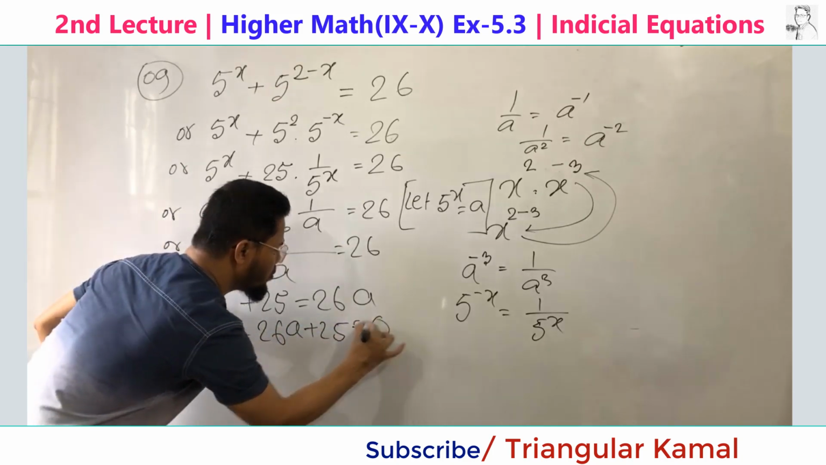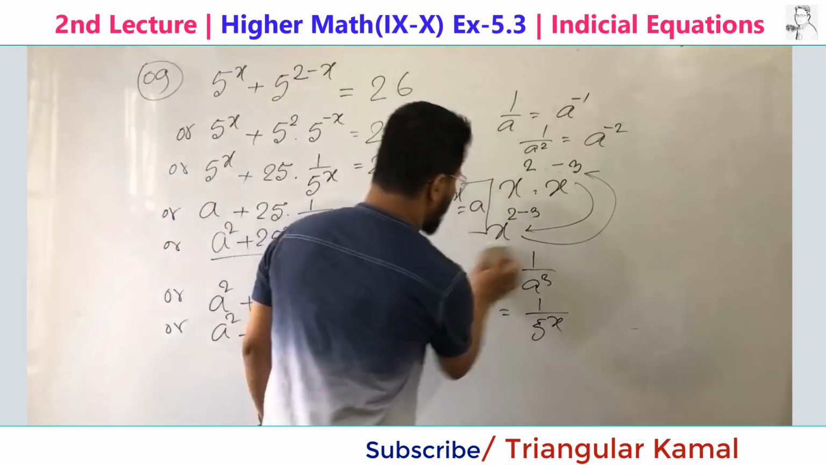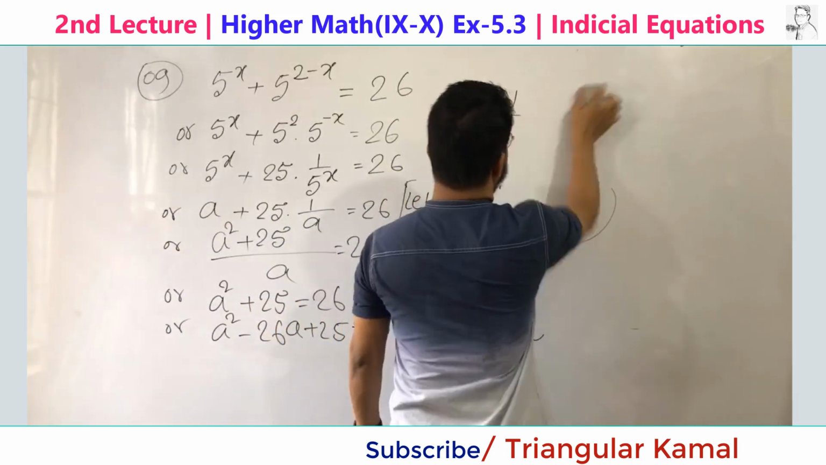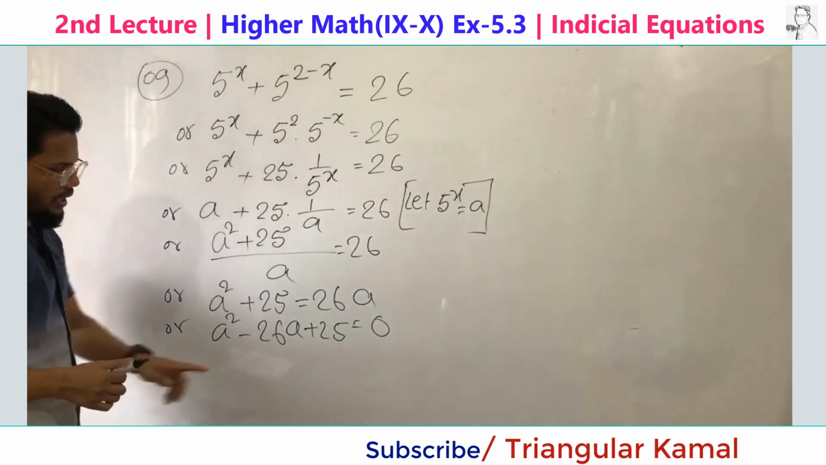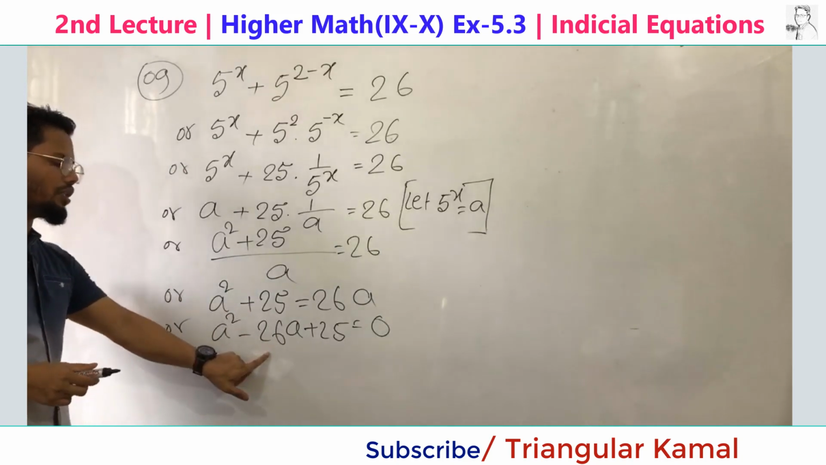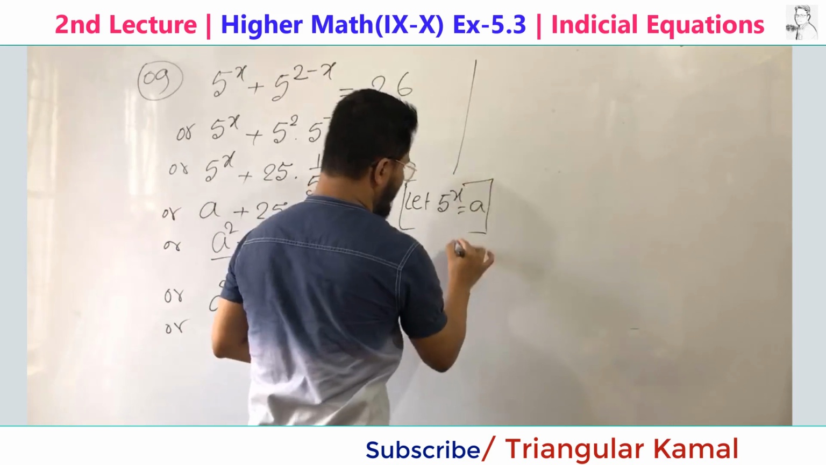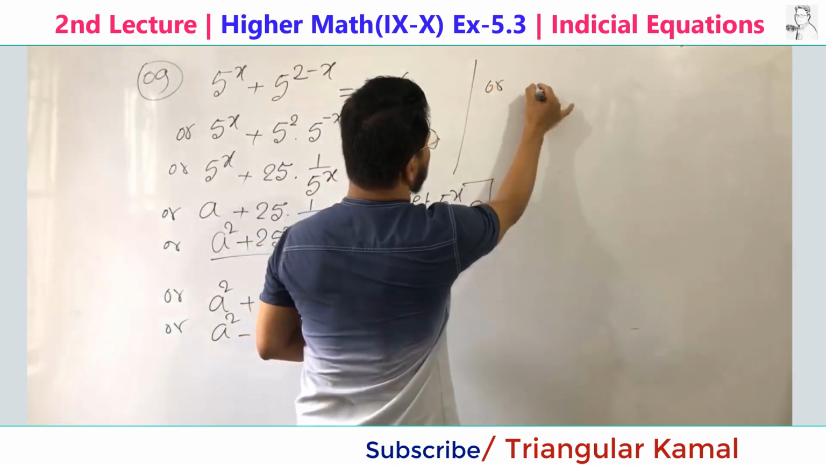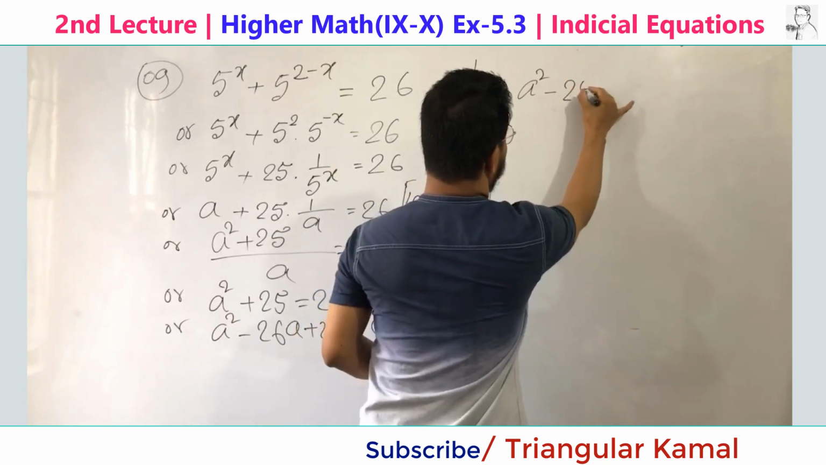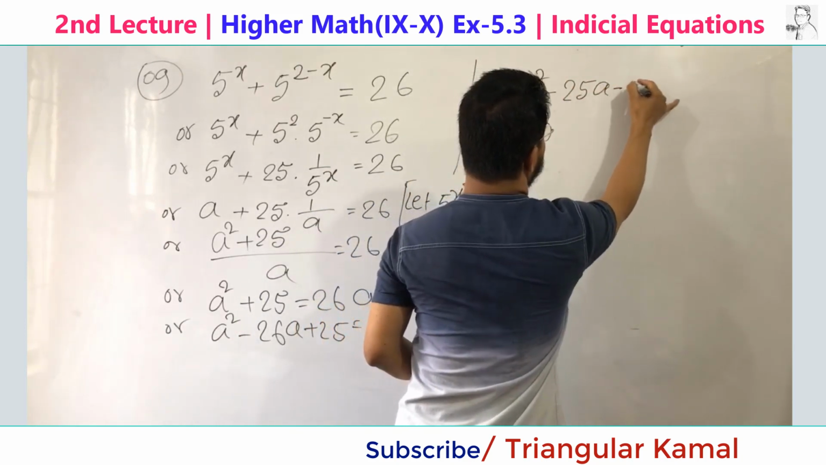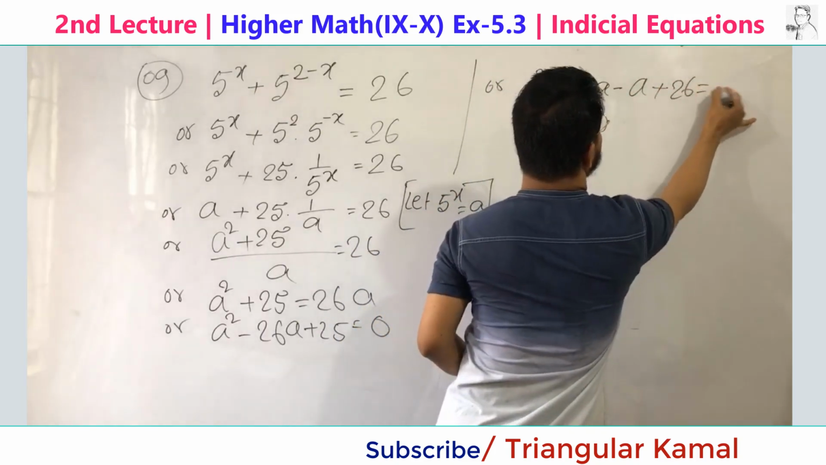So dear students, now do the middle term factors here. Almost too easy for you, already you have done this type of middle terms in previous classes. So this is 25 and we converted 25 into 26. So similarly we can start from here. This is a square minus 25a minus a plus 25 equals 0.